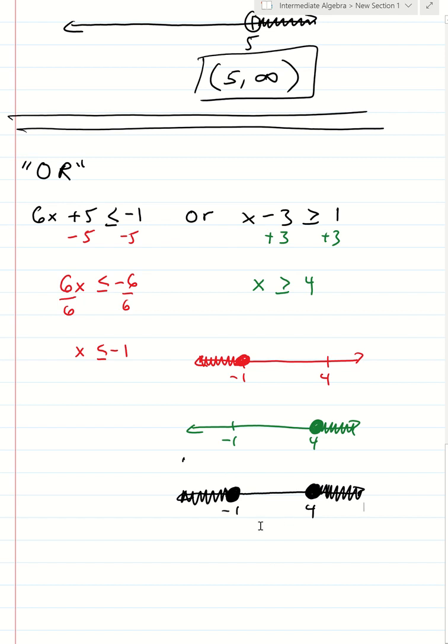So now how can we represent this with interval notation? Well, we're going to go from negative infinity to -1 with a bracket, or bracket 4 to infinity.